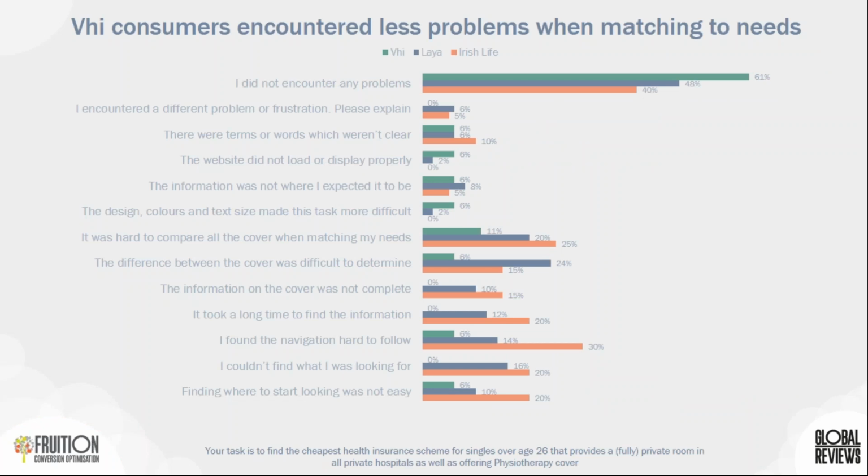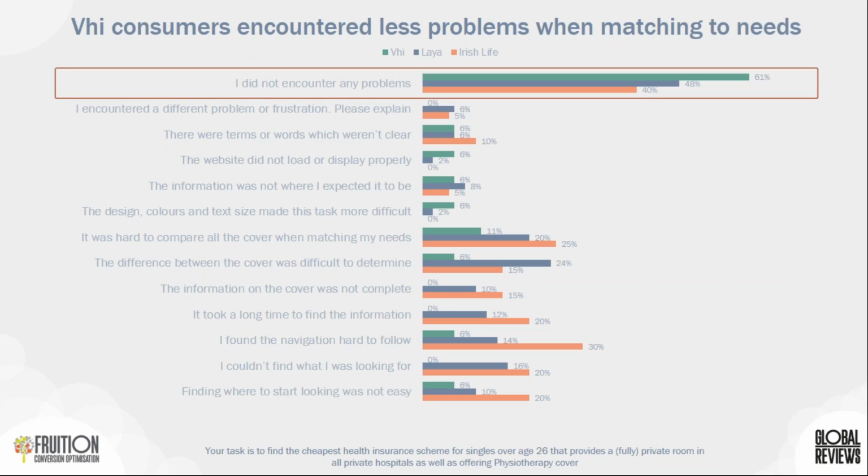Looking at the match to needs task, an example of this task is to find the cheapest health insurance scheme for singles over the age of 26 that provides a fully private room in all private hospitals, as well as offering physiotherapy cover. We can see that VHI consumers encountered fewer problems when matching that to their needs. 61% reported not encountering any problems, whereas less for Laya and Irish Life. So the flip side of that is more encountered problems on Laya and Irish Life.